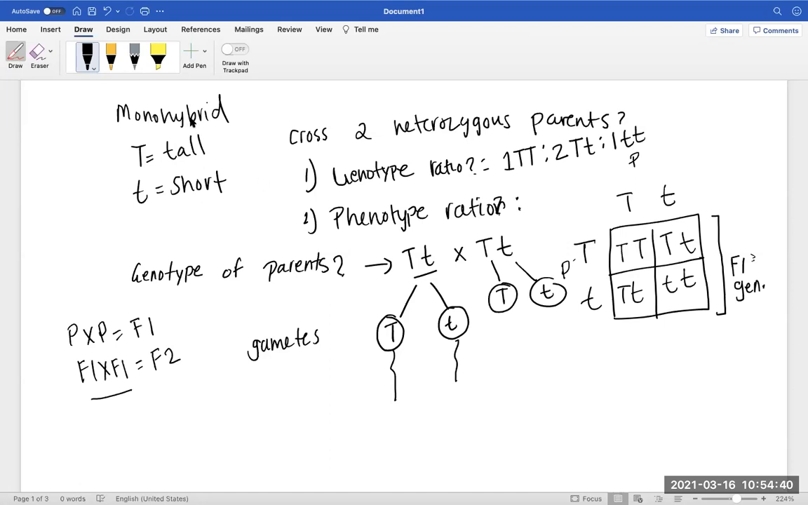So I want you to go back here. So 3 tall and 1 short, yes. So this is what we are looking at, traits. And then your phenotype is 3 tall and 1 short.